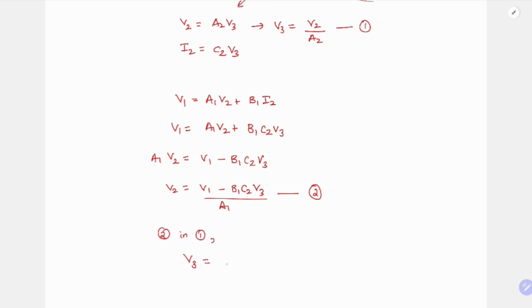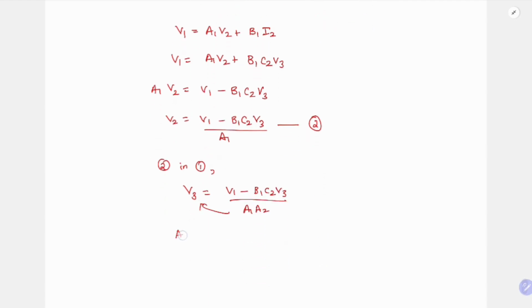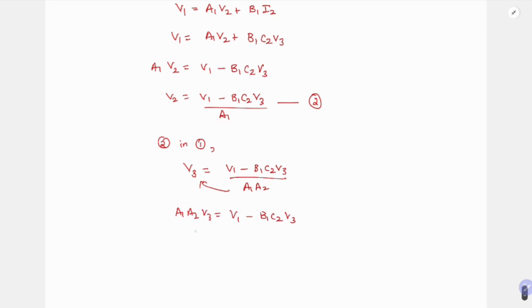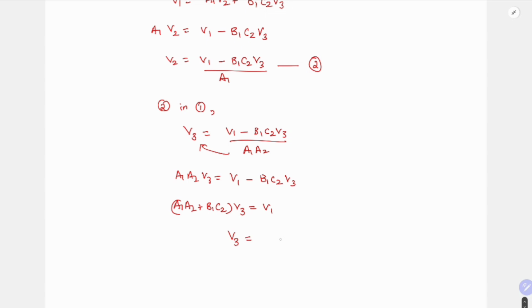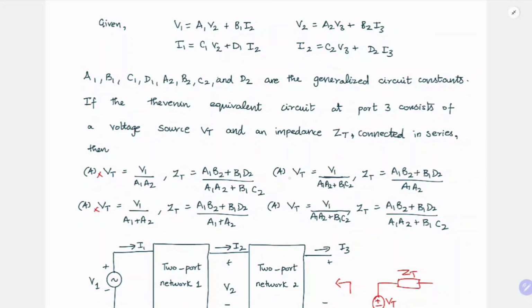So V3 is equal to V1 minus B1 C2 V3 by A1 A2, right? So you bring this to the other side. A1 A2 V3 is equal to V1 minus B1 C2 V3. So A1 A2 plus B1 C2 into V3 is equal to V1. You want V3. V3 is nothing but V1 by A1 A2 plus B1 C2. So this is your Vt. So if you go back to your options, these both are wrong and any of these can be correct.